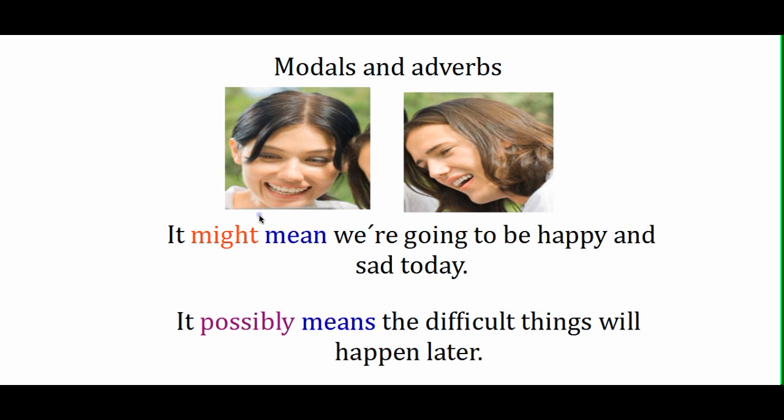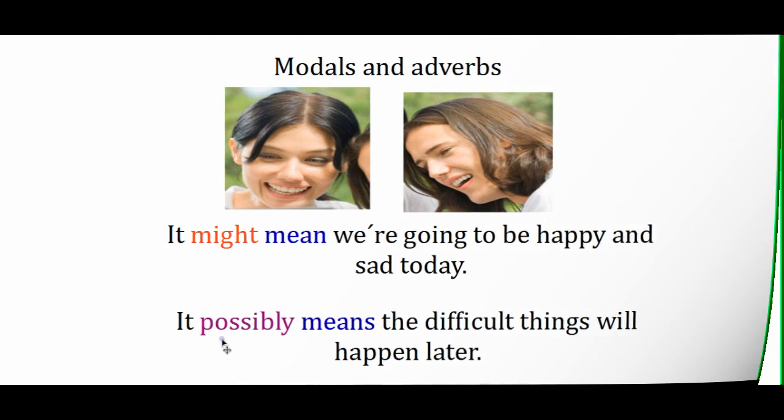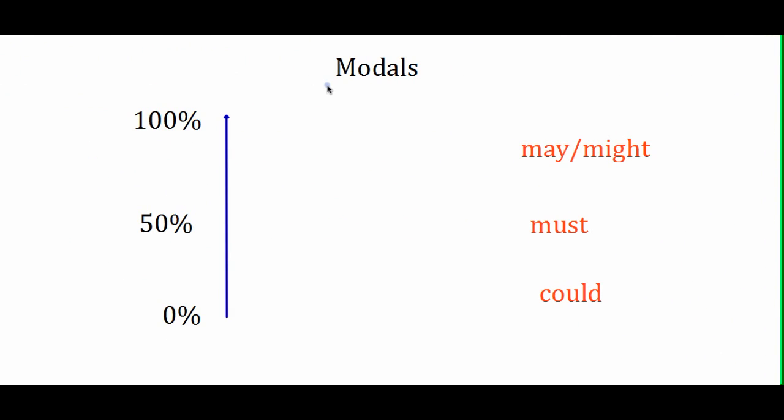So in the conversation, Anna and Leanne were using lots of modals and adverbs. For example, one of them said, "It might mean we're going to be happy and sad today." Okay? So we've used the modal might. And there's also, "It possibly means the difficult things will happen later." And here we've used an adverb, possibly. So what's the difference?